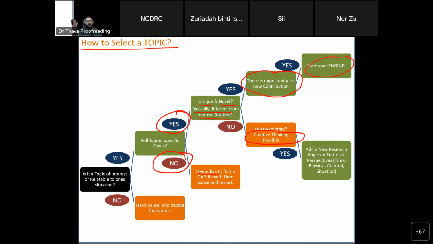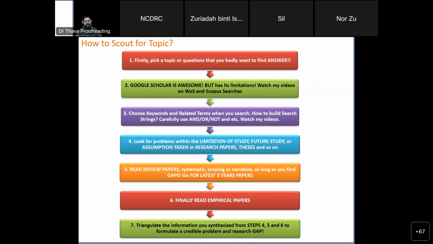Start your engine, get it moving. Start writing your 10 pages proposal first. Let's see if you're in this area, in this segment. Add a new research angle on futuristic perspectives as a function of time, physical, cultural situation, either of it or a combination of few. So now, how do we scout for a topic? How do we know that this topic is new, this topic is good, this topic can be done and so on? These are the steps.